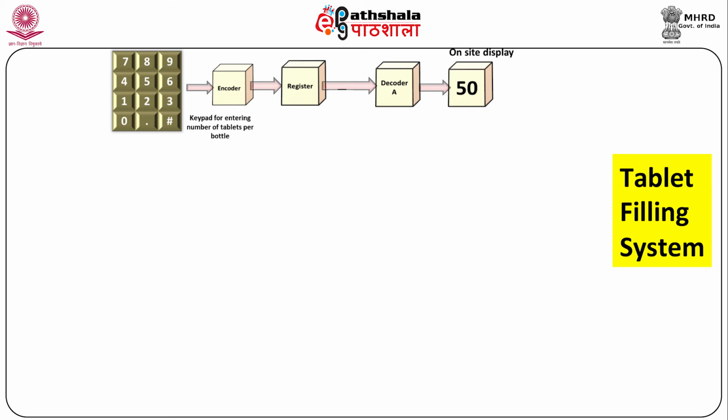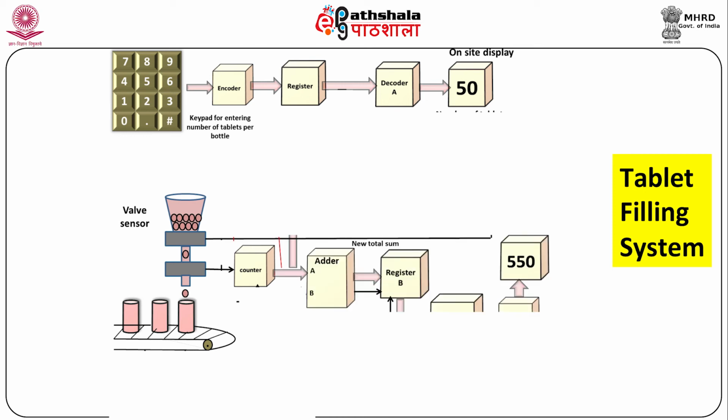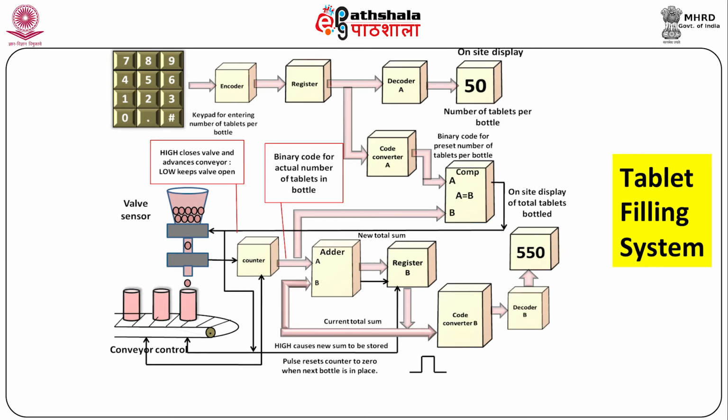Let us now consider the last case study of the tablet filling system. The tablet filling system consists of 4 sections. The first section is a logic section to decide the number of tablets per bottle. The second section is the tablet filling system. The third section is a comparator for comparing the present number of tablets with the set value of the number of tablets per bottle. The last section is for the display of total tablets bottled so far.